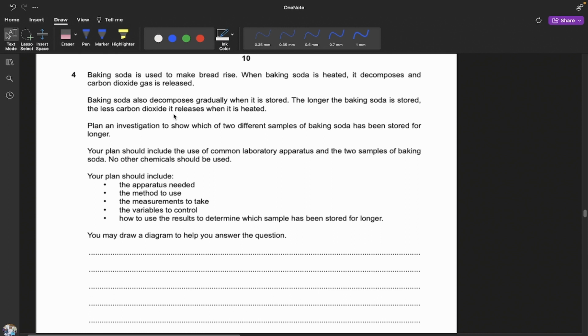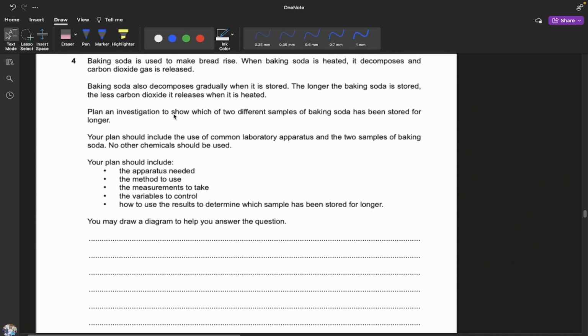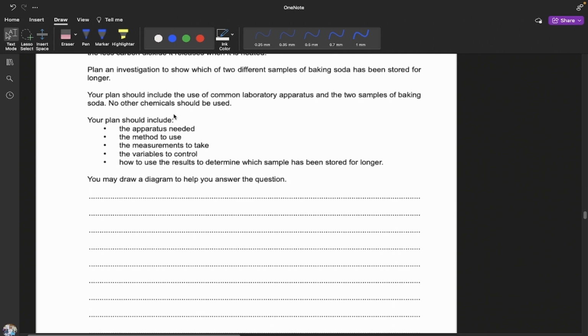Plan an investigation to show which of the two different samples of baking soda has been stored for a longer period. Your plan should include the use of common laboratory apparatus and 2 samples of baking soda. No other chemicals should be used. Your plan includes apparatus, method of use, the measurements to take, the variables to control, and how to use the results to determine the sample stored longer.